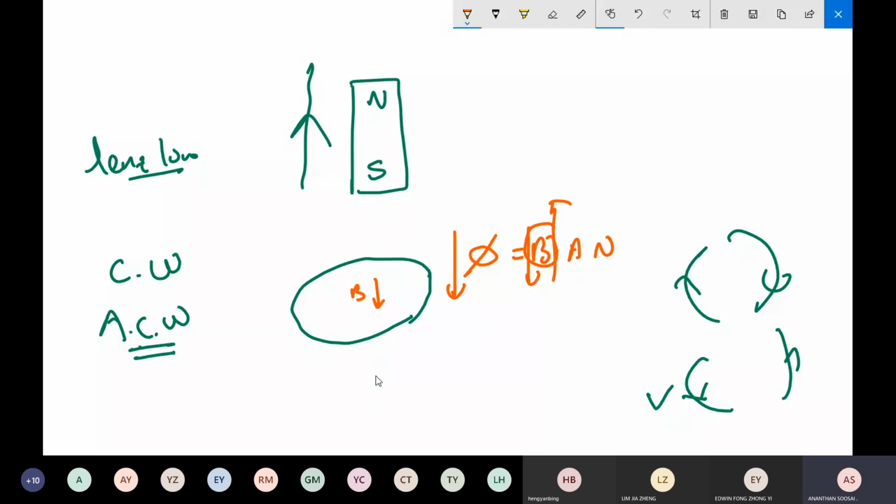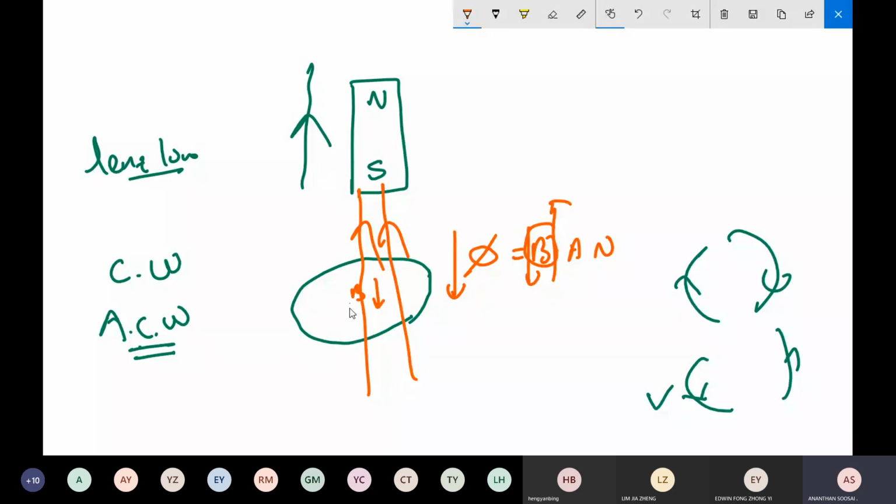Because south, the magnetic field is upwards. So the current should flow in such a way as to increase this magnetic field strength. The current must create a magnetic field in the same direction as the original, because the flux is decreasing and you must increase the magnetic field back. So the current must produce a magnetic field in the same direction as the original magnetic field.